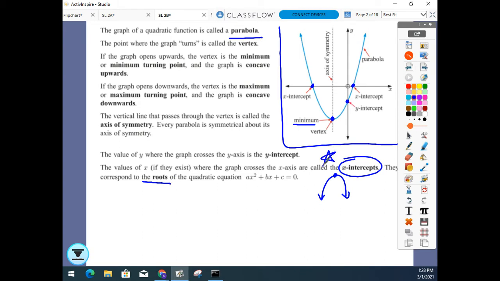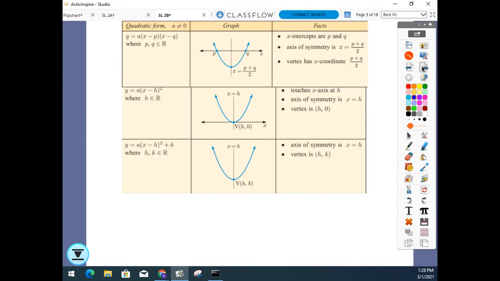But the main parts of all graphs, especially with your parabola, will be the vertex and the intercepts, the x-intercepts and the y-intercepts. Those are usually good values to start with. All right, here you're definitely going to want to pause the video. You need to get all of this, and I even used some different colors when I was doing this.